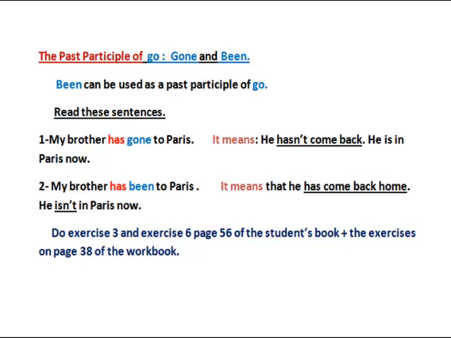When we use been, it means my brother has visited Paris and has come back home. But when we say he has gone to Paris, it means now he is there. He is in Paris. He hasn't come back home.